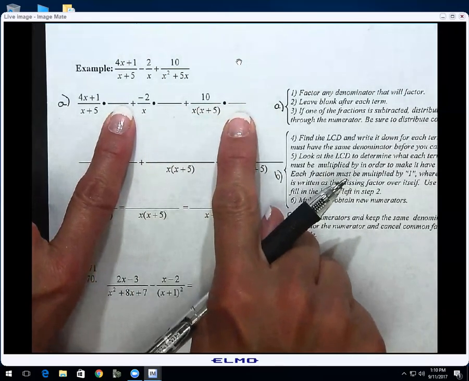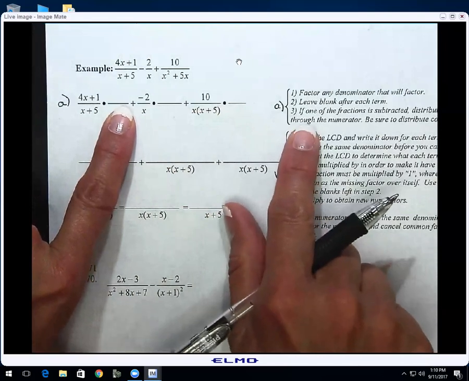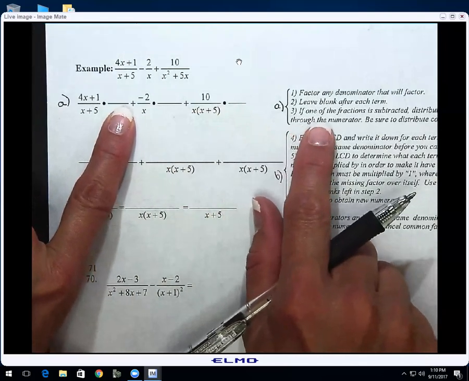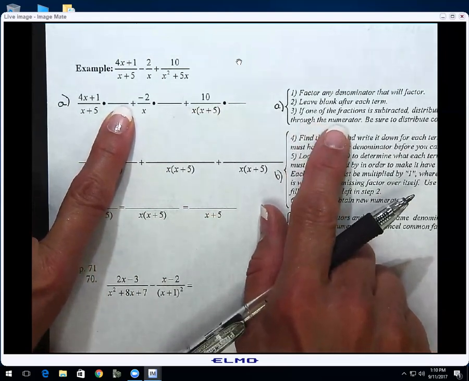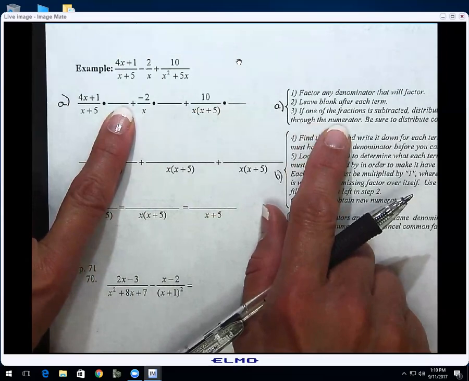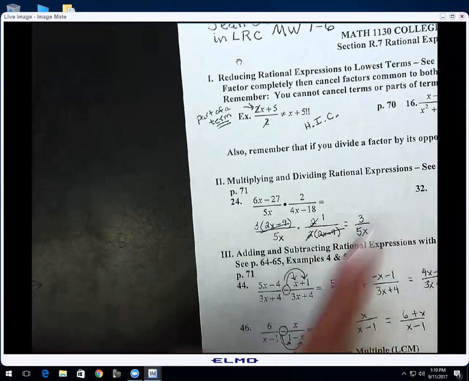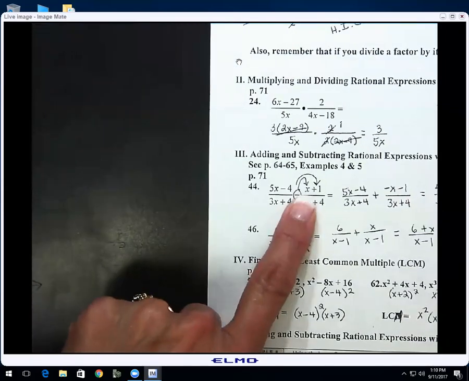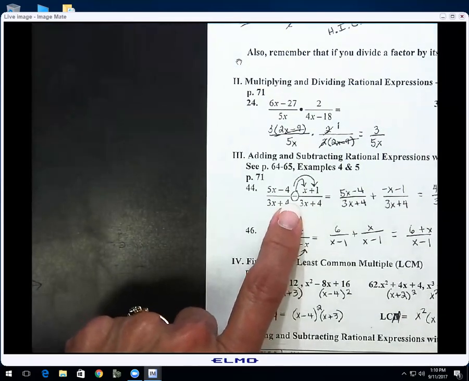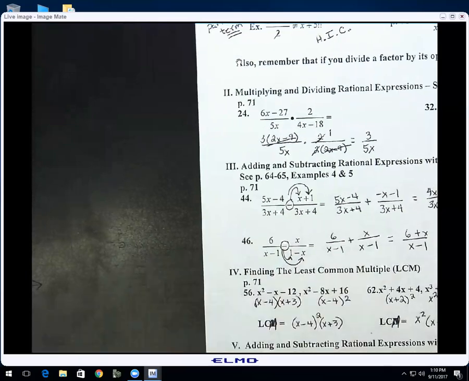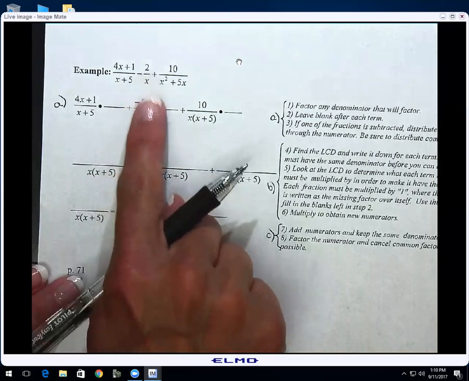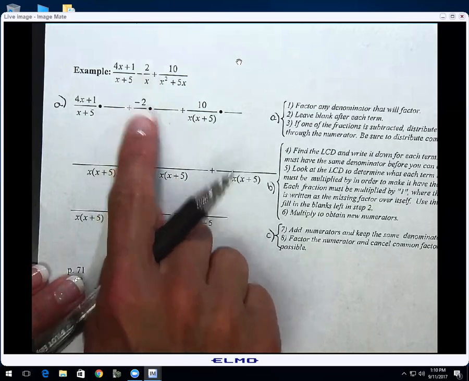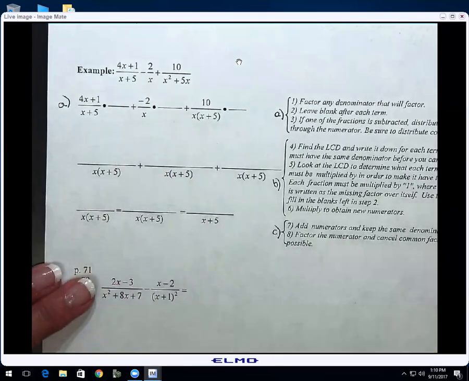So I'm leaving a blank after each term so that I can multiply by 1 when I get ready. And the third baby step in step A is, if one of the fractions is subtracted, distribute the negative completely through the numerator so that you don't lose it. Like I mentioned, that was a common mistake, not distributing the negative. The way we avoid that mistake is to put it in the numerator. So I did that right here. This was minus 2 over x. I changed it to plus negative 2 over x. That's the end of step A.